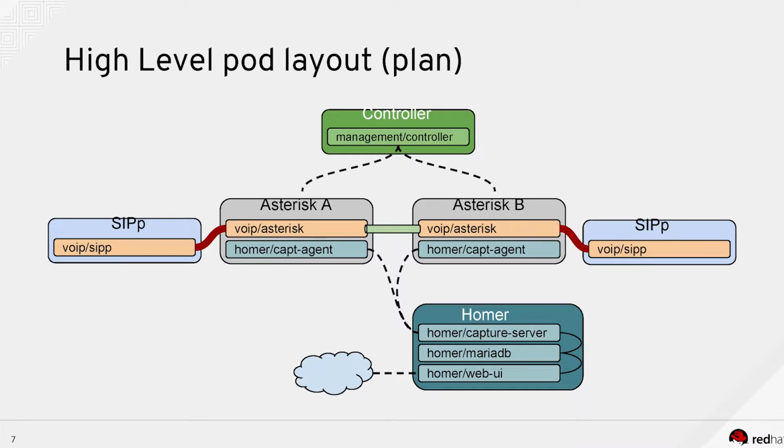So here's a high-level pod layout, breaking things out. In Kubernetes, there are these things called pods. A pod contains one or more containers, and each of these boxes represents a pod that contains one or more boxes in it. In this case, Asterisk A is one Asterisk pod, Asterisk B is another Asterisk pod. Every time you instantiate one of these Asterisk pods, it's going to instantiate a VoIP Asterisk container, and it's going to instantiate a Homer capture agent container.